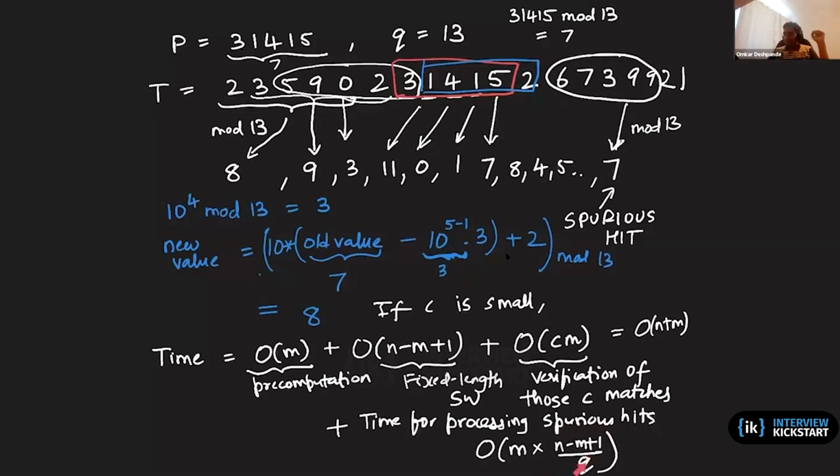And so if we pick the value of q to be larger than n, then this value is expected to be less than 1. So not that many collisions. You do not expect that many collisions. And so the time for processing spurious hits would also be order m. So choose q to be greater than or equal to n so that this value is less than or equal to 1. Even if it's 2, it's okay. It would still be order 2m, which is order m.